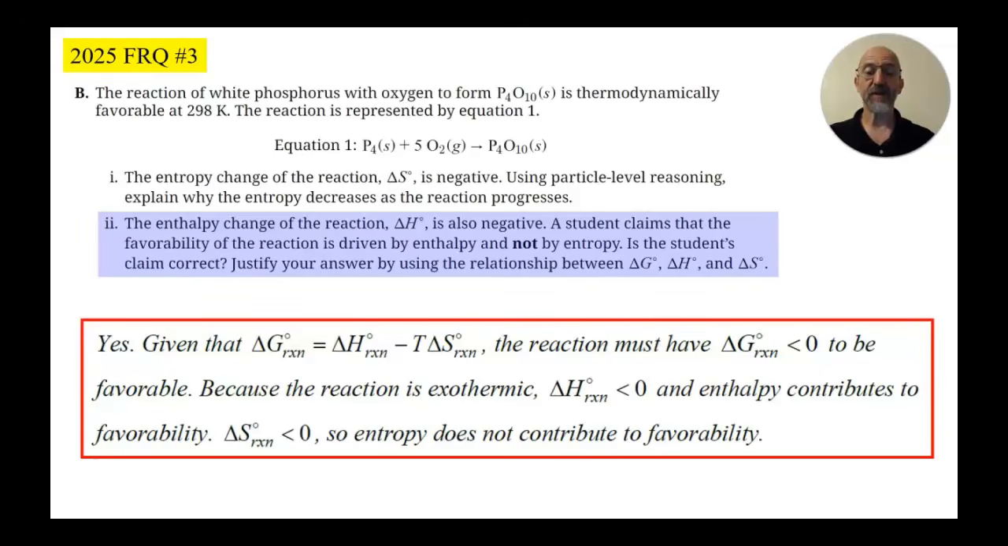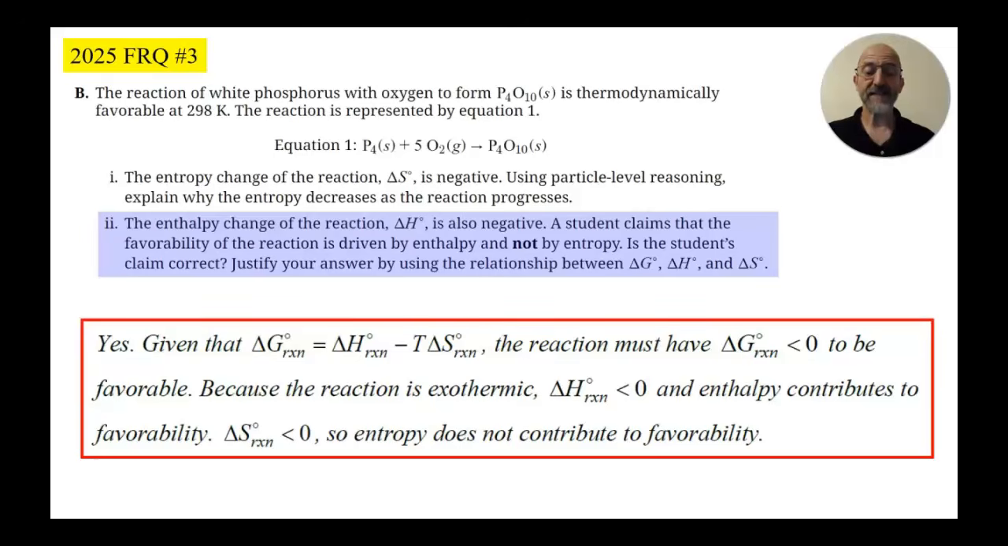Yes, I agree with the student's claim that the favorability is driven by enthalpy and not driven by entropy. So they right off the bat give us the Gibbs free energy equation. So delta G equals delta H minus T delta S. That's a good start. Then they went on to say that the reaction must have a delta G that is negative to be favorable, a very essential component of your answer.